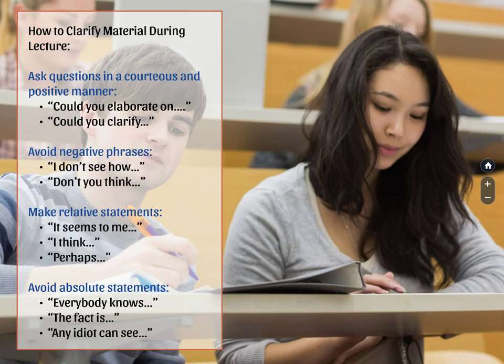Try to avoid negative phrases, even if you're experiencing frustration: "Don't you think?" "I don't see how." Make relevant statements: "It seems to me," "I think," "perhaps." Notice that those statements imply the person is already taking ownership of what they've encountered in the lecture. And, of course, avoid absolute statements: "Everybody knows," "Well, the fact is," "Any idiot could see." You don't want to alienate other students in the classroom, and especially not the instructor or professor, because that sets you apart from a discrete learning community, which is ideally what a classroom should be.